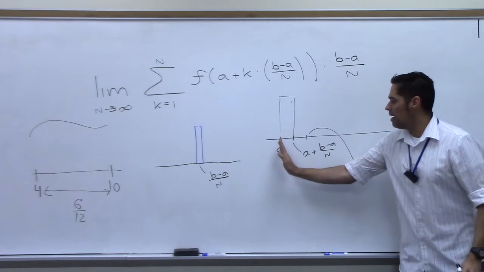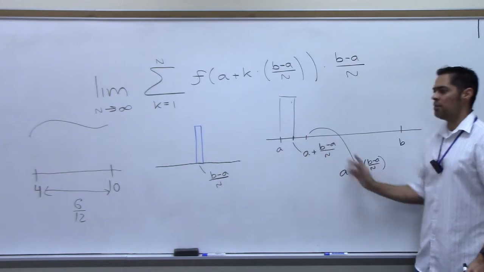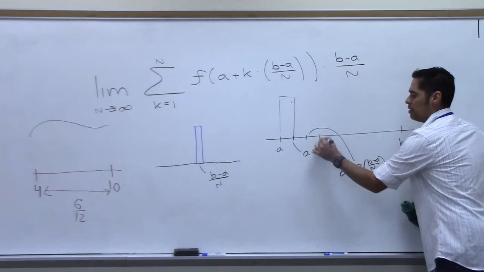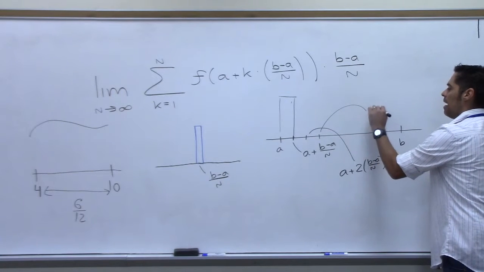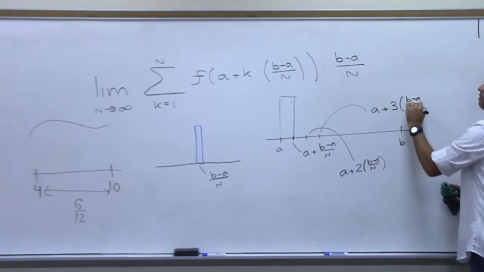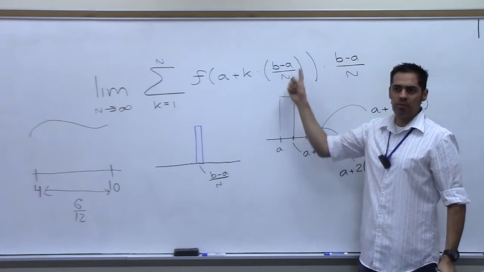That would be start at A, move 1, that's this one. Start at A, move 2 of those pieces, widths of the rectangles, you're here. And then what about this next one? Same thing, A plus 3 of the B minus A over n's. Do you see this right here? That's where this is coming from.